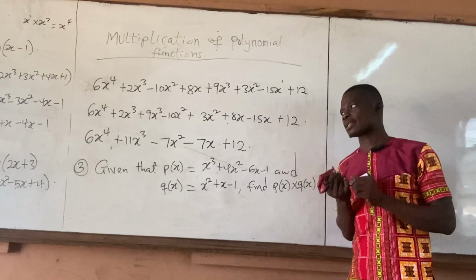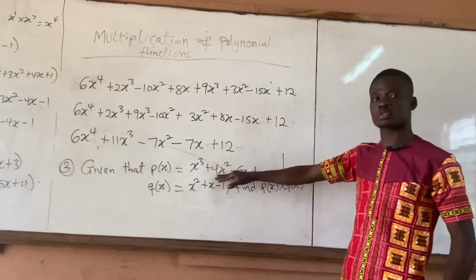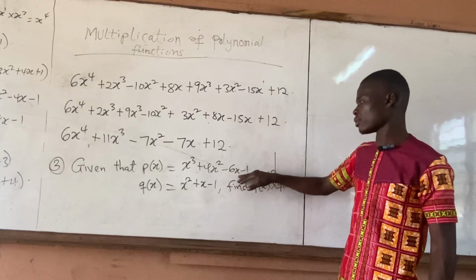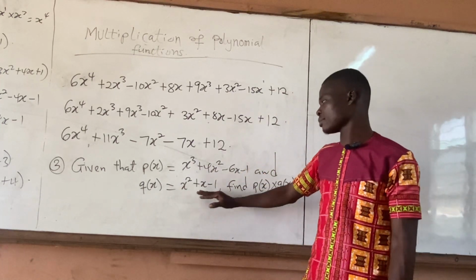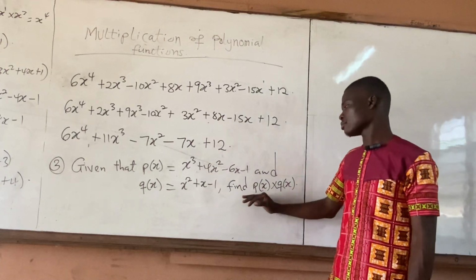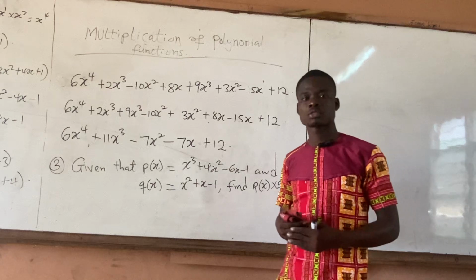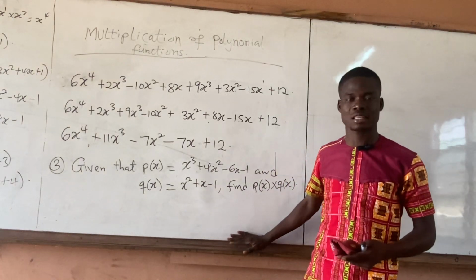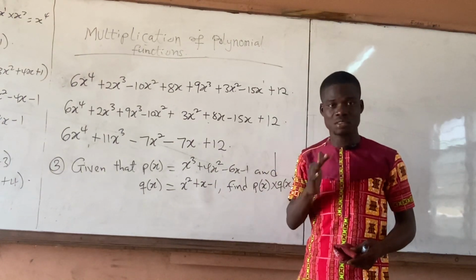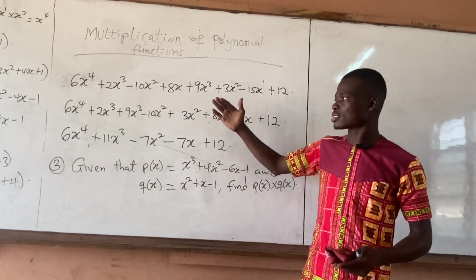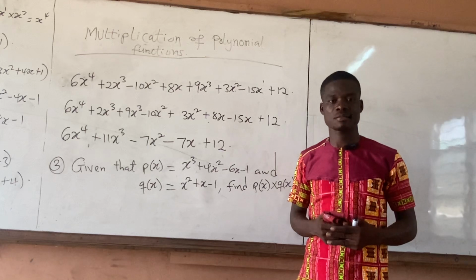Now let's look at the third problem. Given that P of x is equal to x cubed plus 4x squared minus 6x minus 1, and Q of x is equal to x squared plus x minus 1, find P of x times Q of x. I would like to leave this problem for you to solve yourself. Take your time. Go through the same process to get your final answer.